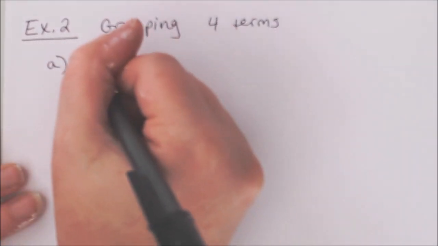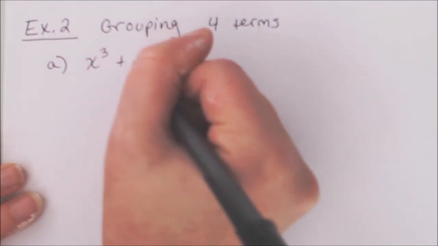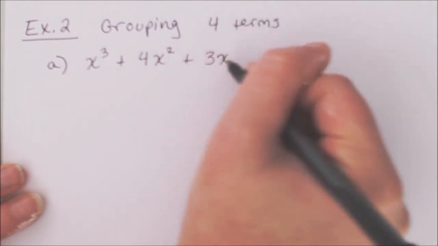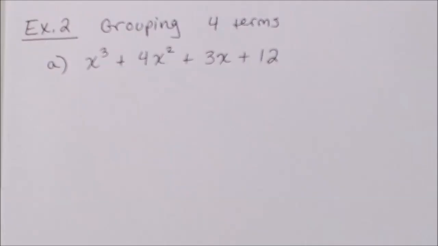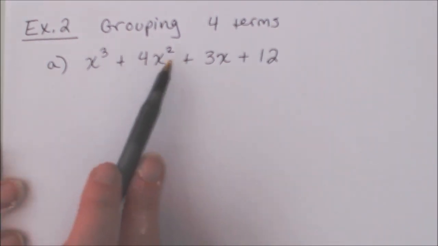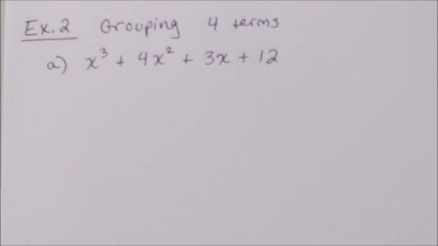So let's look at an example. x cubed plus 4x squared plus 3x plus 12. We want to factor that expression. First of all, notice there's no GCF. The first three terms have x's in them, but the fourth one does not, so we can't take out an x. They all have a 1 in common. Remember, there's a 1 in front of this x cubed. So 1 would be the only GCF, and the 1 doesn't really help us. So there's no GCF here, but there's four terms.